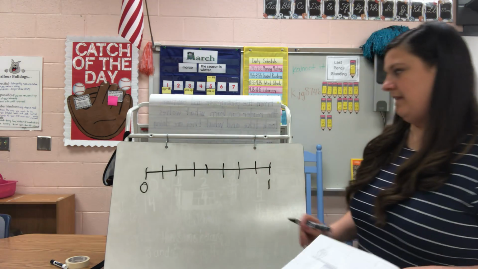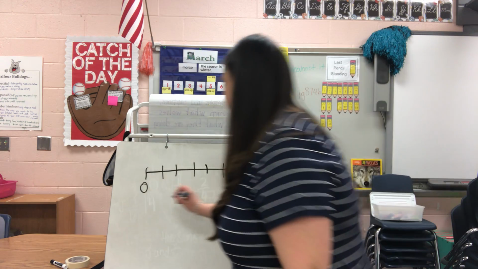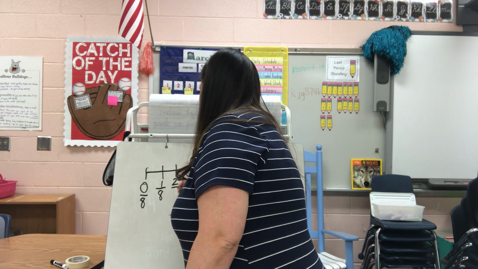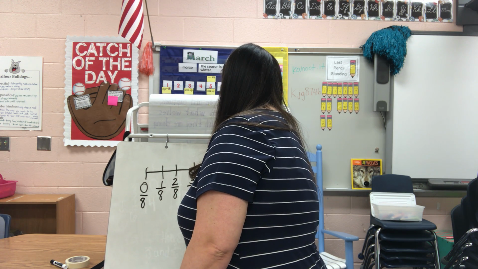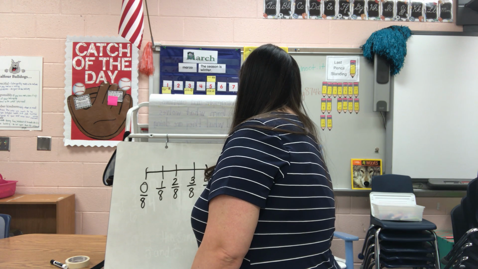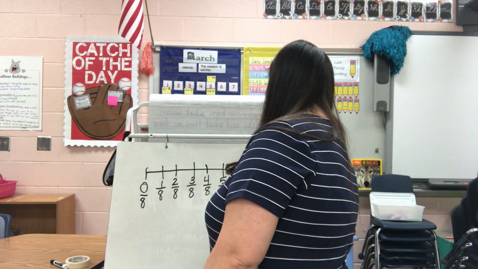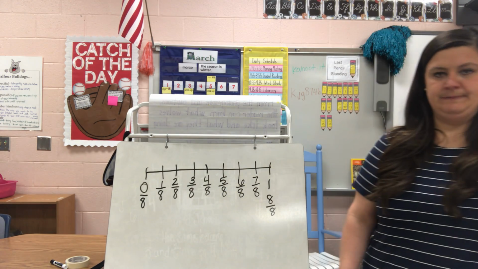Now I have the same number line that you have on your paper, and we're ready to label it. 1, 2, 3, 4, 5, 6, 7, 8. There's 8 equal spaces, so our unit is eighths. Let's label our number line. 0 eighths, 1 eighth, 2 eighths, 3 eighths, 4 eighths, 5 eighths, 6 eighths, 7 eighths, and 1 would be equal to 8 eighths.